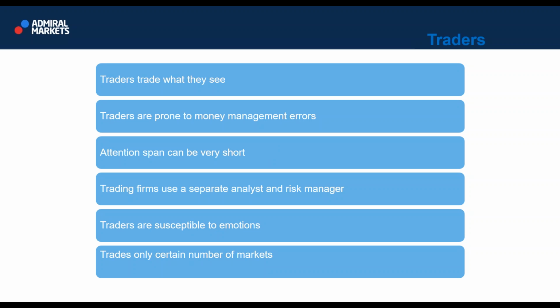Traders are prone to money management errors. That's very important to stress. Traders are very prone to money management errors, and they simply cannot control their emotions. Traders who control their emotions are full-fledged traders. But most traders might be good traders and can see where the price will go and trade it, but those money management errors can make their accounts look bad, even though they're good. So the attention span for a trader can be very short.